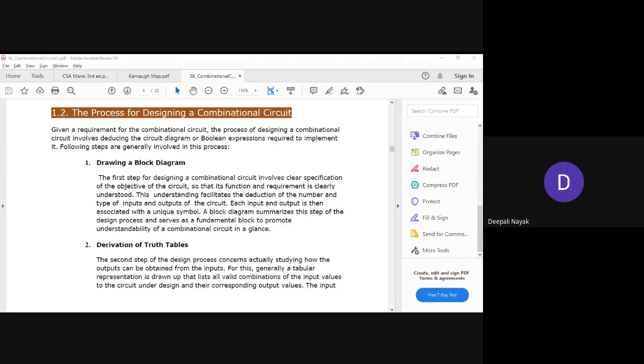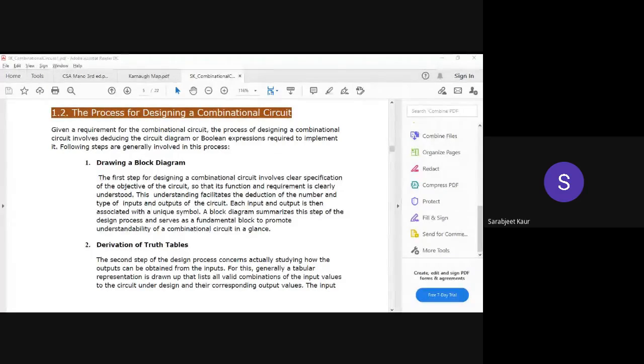Drawing a block diagram. The first step for designing a combinational circuit involves clear specification of the objective of the circuit so that its function and requirement is clearly understood. This understanding facilitates the deduction of the number and type of inputs and outputs of the circuit. Each input and output is then associated with a unique symbol. A block diagram summarizes this step of the design process and serves as a fundamental block to promote understandability of a combinational circuit in a glance.